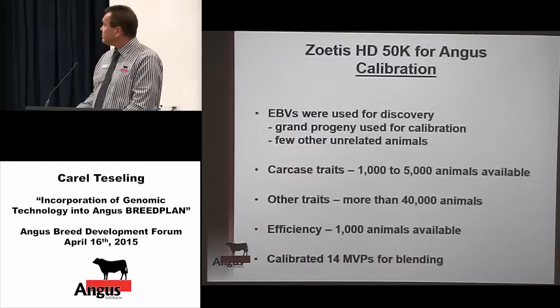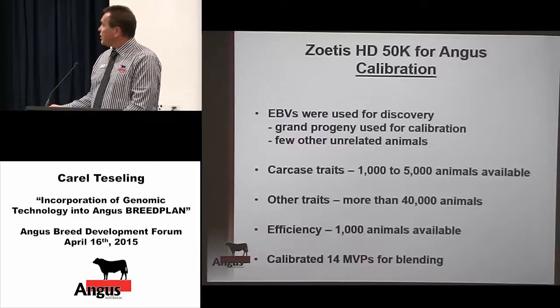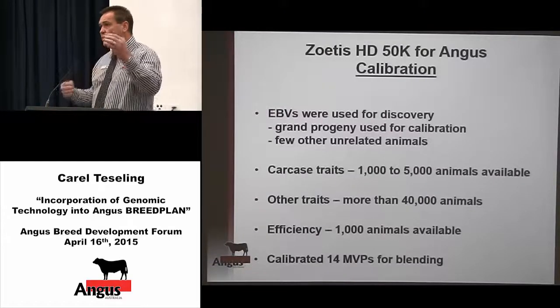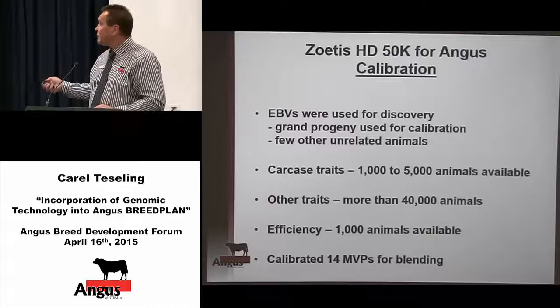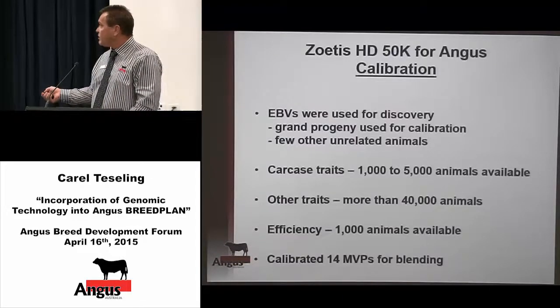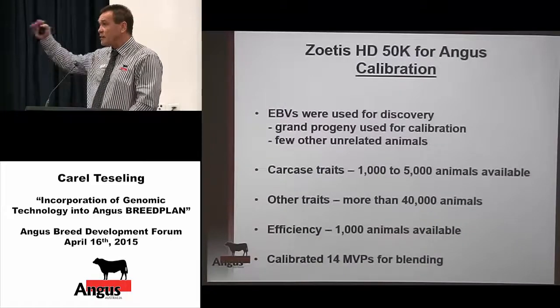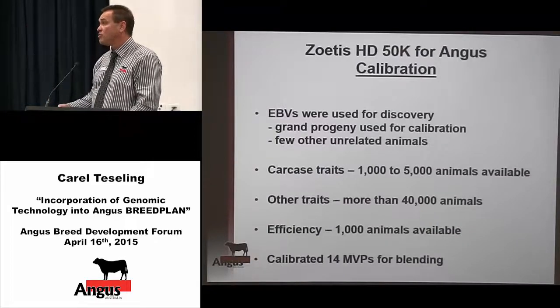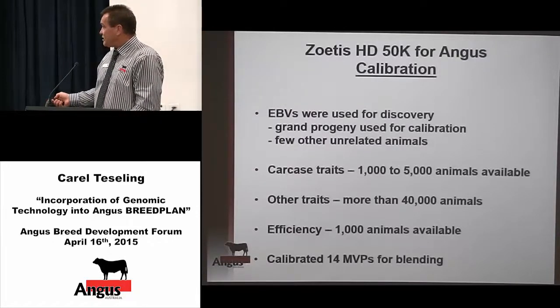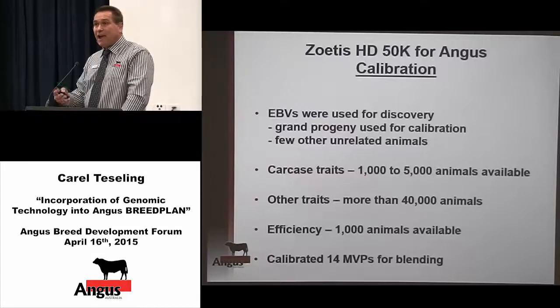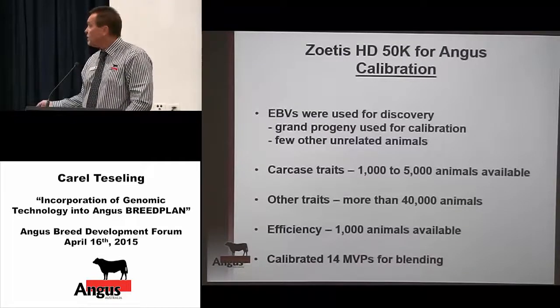So then the calibration step, if we go into a bit more detail there. EBVs we use for discovery, as I mentioned before. The grand progeny we use for calibration. To create that distance between the animals used for discovery and the animals used for calibration, we make sure that we don't use the animals themselves or their progeny, but only the grand progeny, to create that unrelatedness. Of course, our challenge again here is few other unrelated animals are available, like totally unrelated. That is a challenge that we just have to deal with.